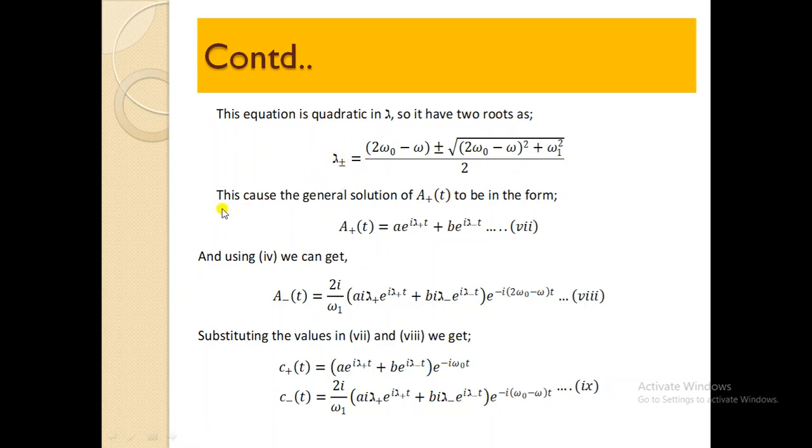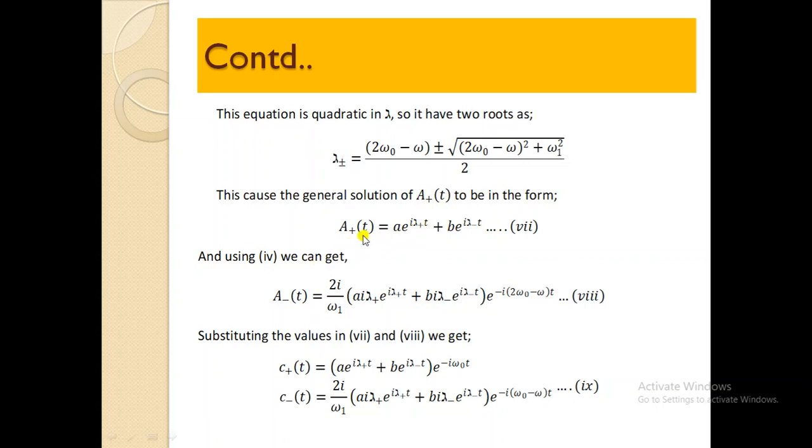This causes the general solution of a plus t to be in a different form. Previously we assumed that the general solution of a plus t equals a plus 0 e to the power I lambda t. But as this equation has two roots, the general solution should be in the form of two terms. So we have assumed a plus t equal to a e to the power I lambda plus t plus b e to the power I lambda minus t.